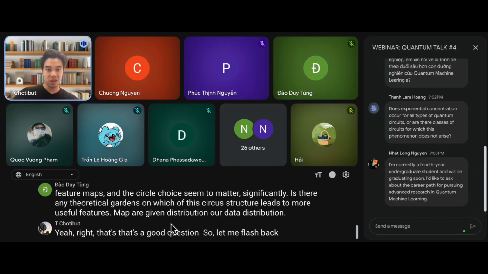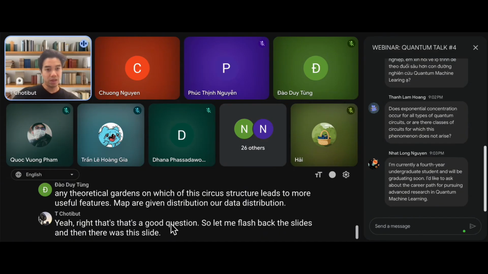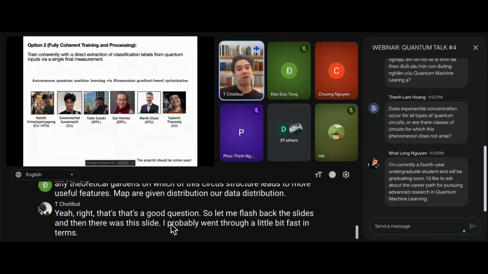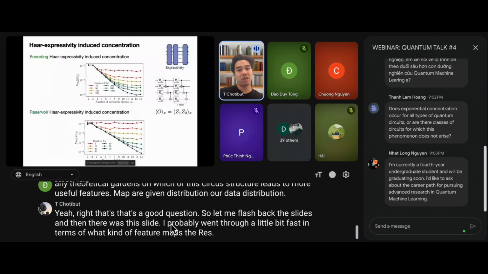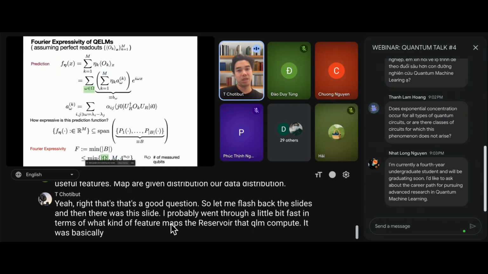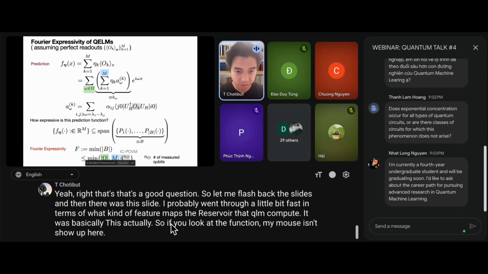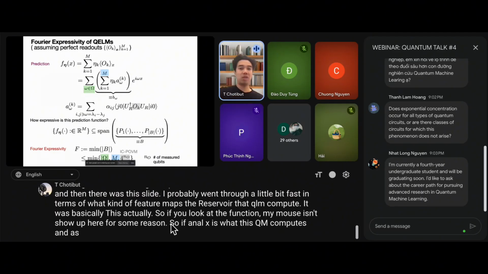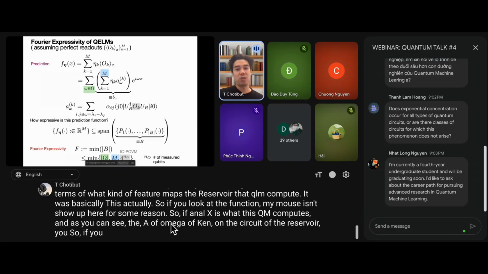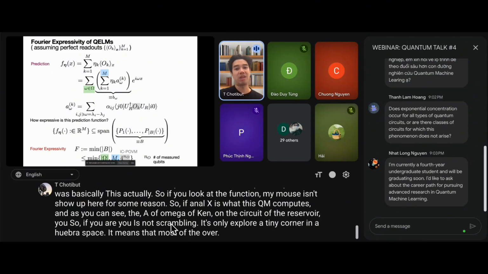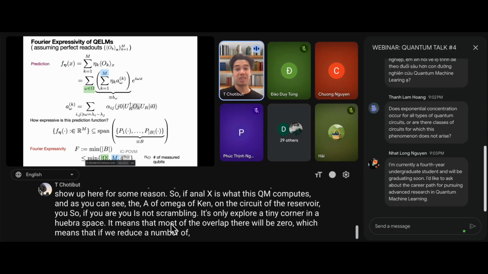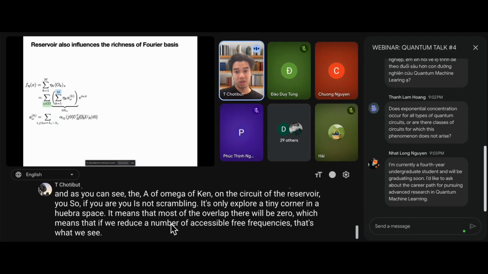So let me flash back the slides a little bit. There was this slide I probably went through a little fast, in terms of what kind of feature maps the reservoir that QELM computes. So if you look at the function, my mouse doesn't show up here for some reason. So f_a(x) is what this QELM computes. And as you can see, the a_omega_k depend on the circuit of the reservoir U. So if your U is not scrambling, it only explores a tiny corner in the Hilbert space, which means that most of the overlap there will be zero, which means that it will reduce the number of accessible Fourier frequencies. That's what we see here.